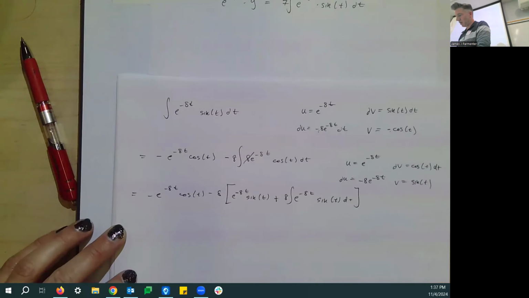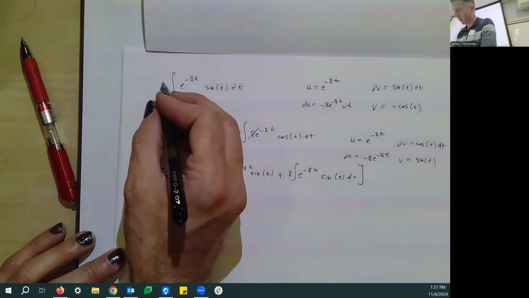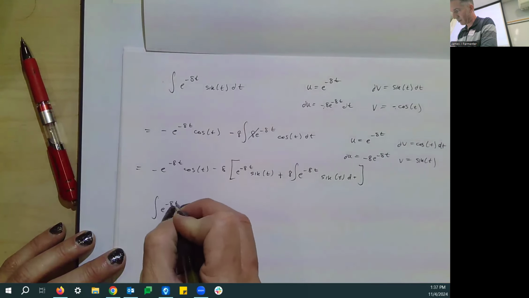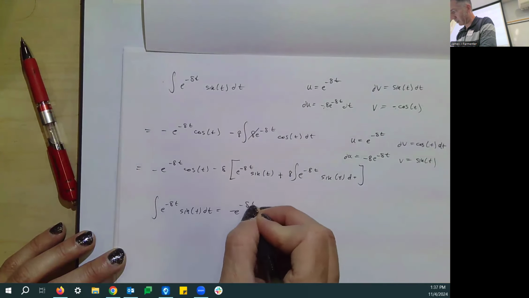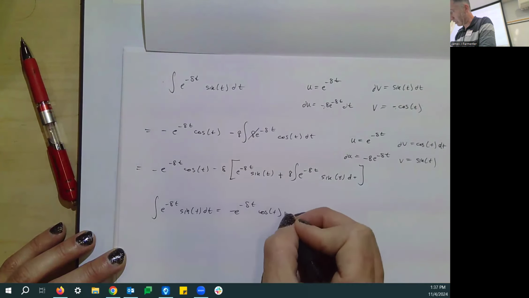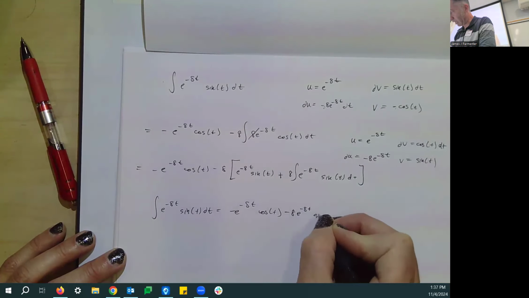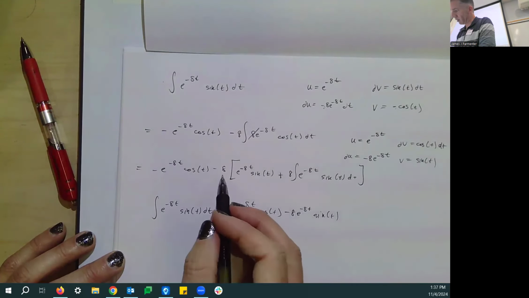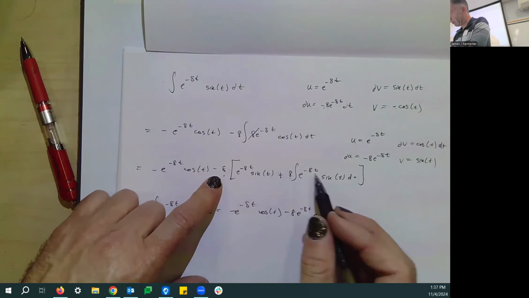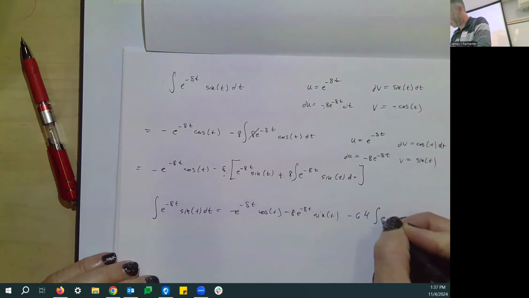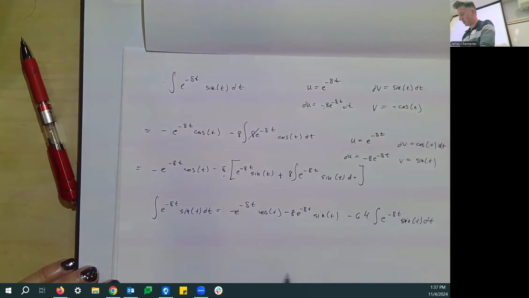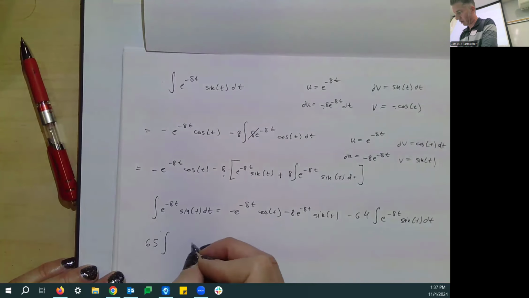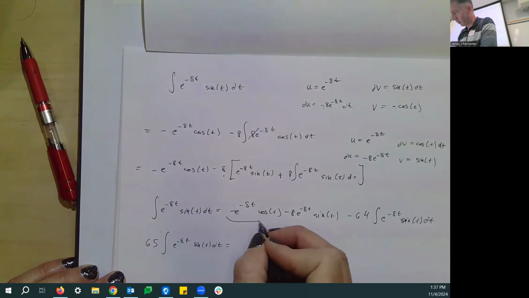Okay. I'm going to try to do as little writing as possible here. So I've got my original integral equal to negative e to the negative 8t times cosine of t minus 8 times e to the negative 8t times sine of t. Oh, no, that's right. Plus, sorry, minus 8 times 8 is minus 64 times the same integral again. Okay, and the next steps we're going to do quickly. I'm going to add this over. I'm going to get 65 times my integral equal to all this right here.